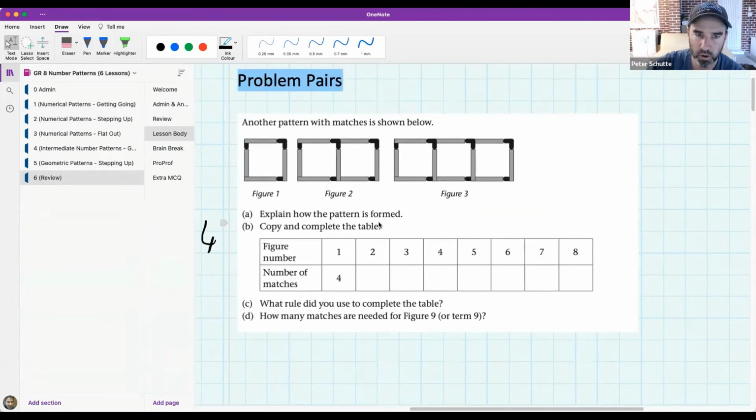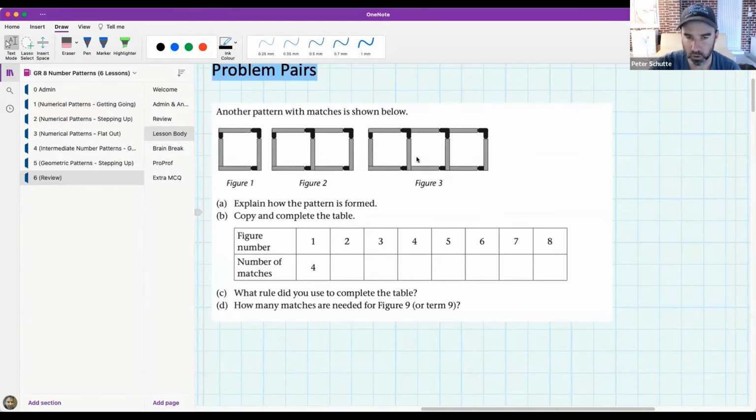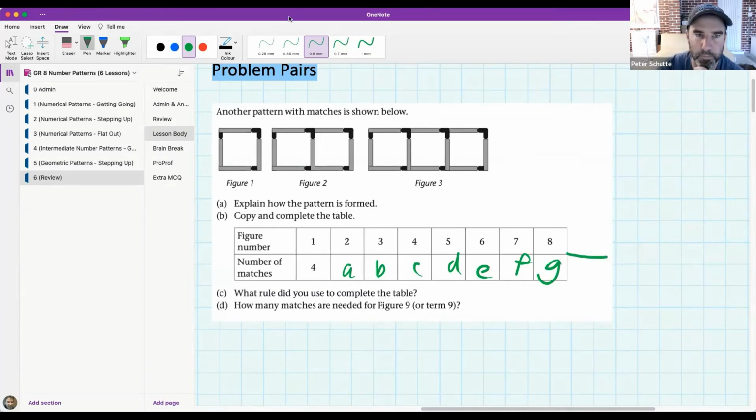Let us go back to a second question. I want you to try and complete this one. Explain how the pattern is formed. First ask yourself, looking at the picture, how is the pattern growing? Then I want you to complete the table, and I'm going to use the same system as before. You can pop this in the chat. And then the next question is, how many matches are needed for figure 9? That's the last thing, and I want you to pop it in the chat.